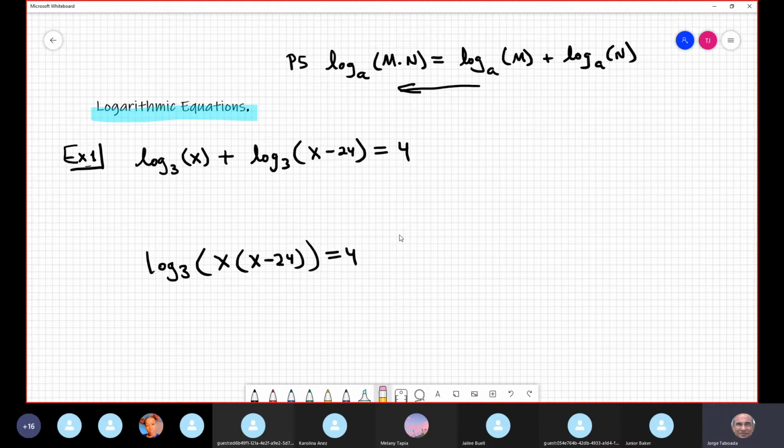Okay, I condense this. Does everyone understand this idea? It's always the same. How many logarithms do you have? You have 2, condense to 1. You have 3, condense to 1. You have 5, condense to 1. Okay, now pay attention, because this is the most important moment.